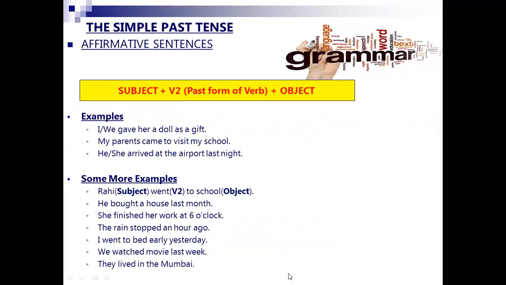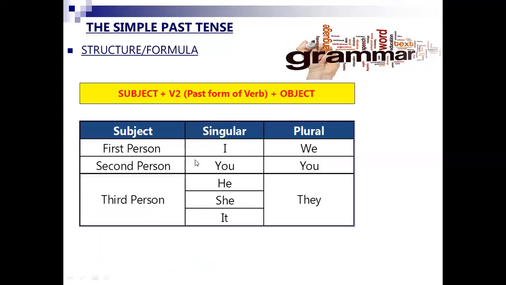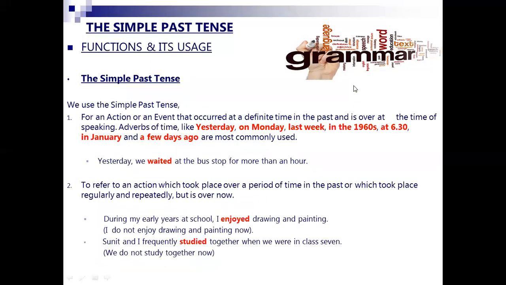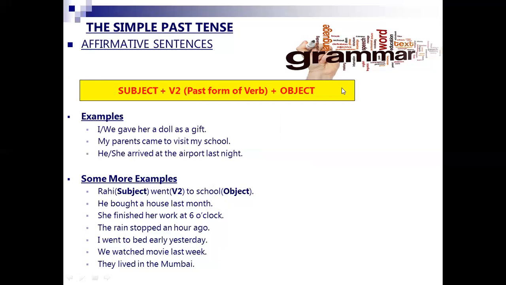Now, let's move to the next topic, affirmative sentence in the simple past tense. Now, see the formula, how we can construct affirmative sentences. The formula is subject plus V2 plus object. Yes, affirmative, the same formula as simple past tense. Here also the same formula was there. Affirmative sentence means positive sentence. We don't use negations. Words like not, never, we do not use in this affirmative sentence. These words never come over here.